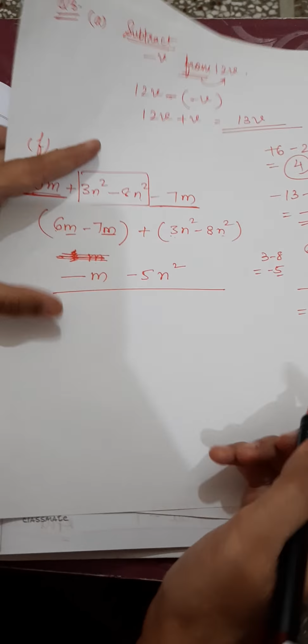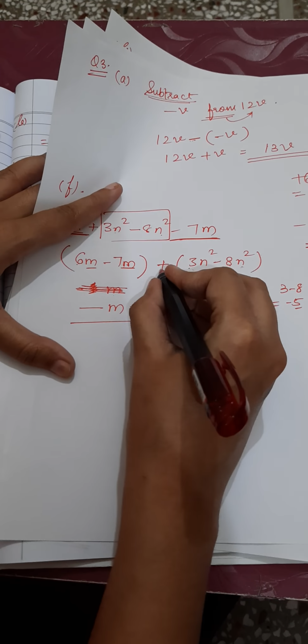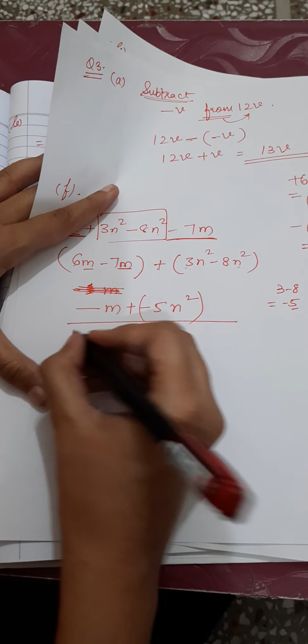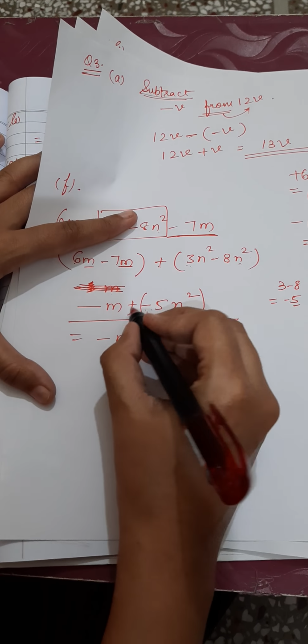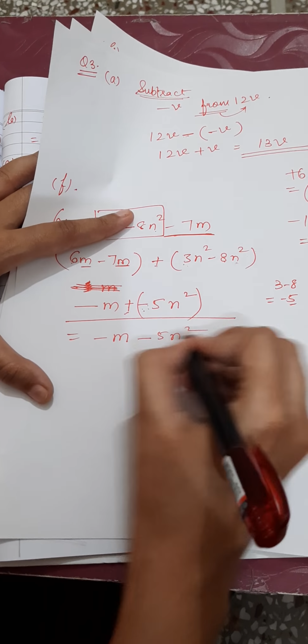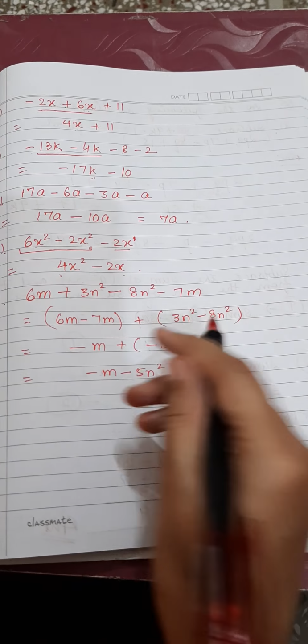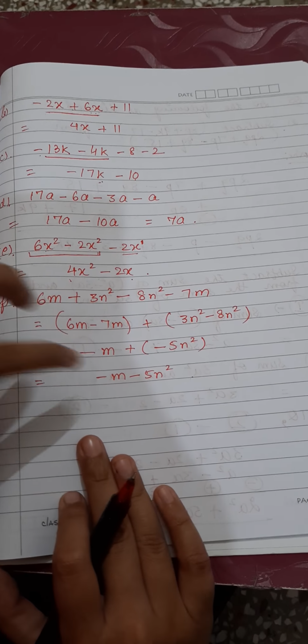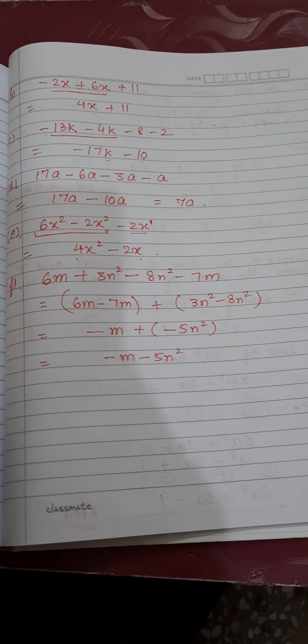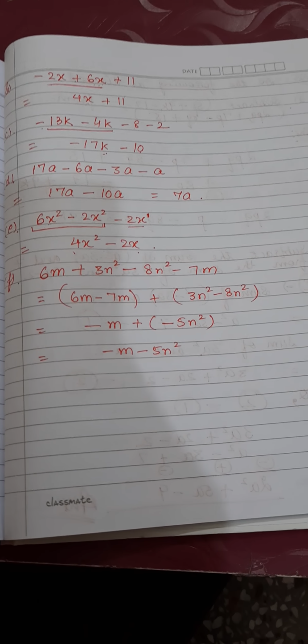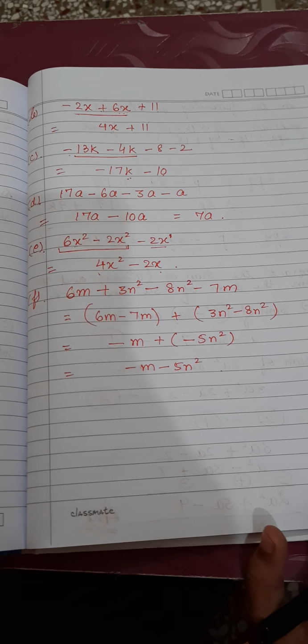In this, what I have done is, plus sign was there and like this it was. Since two signs cannot be together, I have done minus m plus minus minus 5n square. It does not make any difference, I have just done one more extra step here. So you can see the solution of this. This is your complete question number 4.